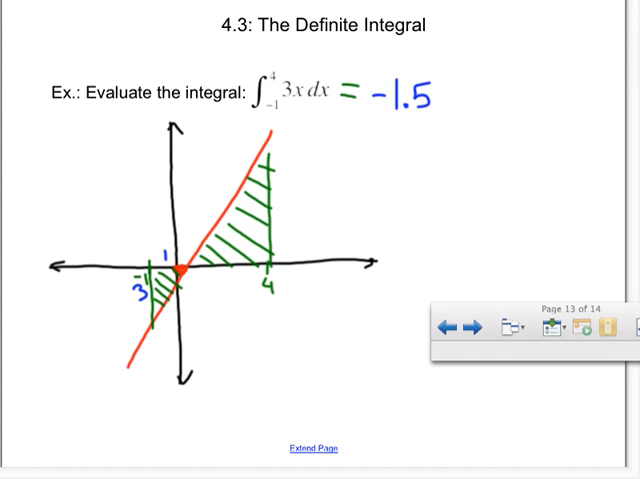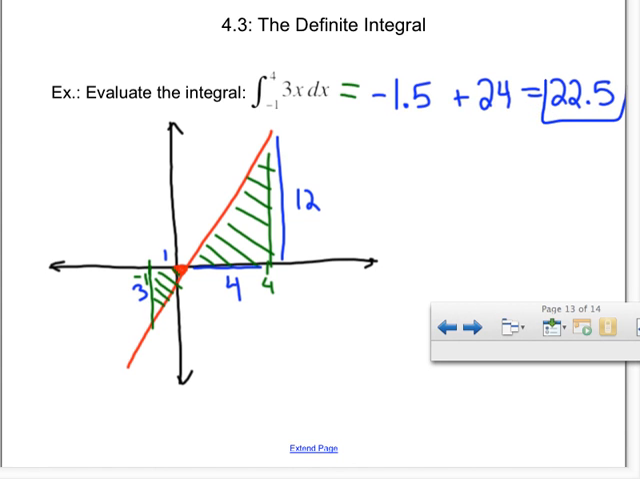What's this dimension on the positive triangle? 4. And what's the height of the positive triangle? 12. So this would end up being 4 times 12 divided by 2, 24? Yeah. Okay. So this integral ends up being 22.5. How'd you get 12? It's 4 times the slope. Yeah. So you could just imagine like you're plugging in the x value into the function to get the height.